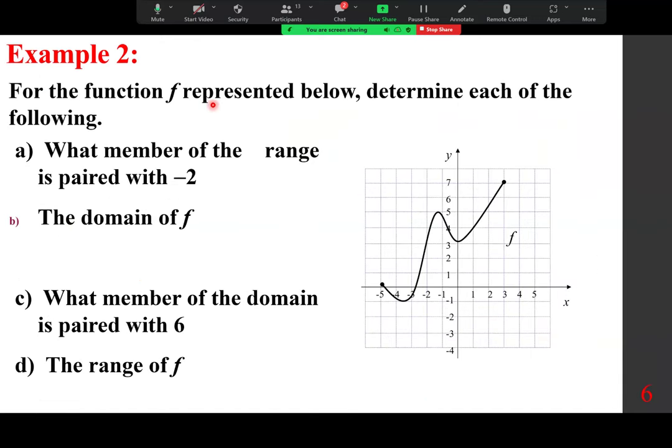Example two. For the function f represented below, determine each of the following. Part A, what member of the range is paired with negative 2? So you look at negative 2, you look at the point. And this point, as you can see, has coordinates negative 2, 3. This is the pair, so you could answer it in this format. If you just said 3, it's just correct. They may just want you to write the y coordinate. I wanted to emphasize the location.